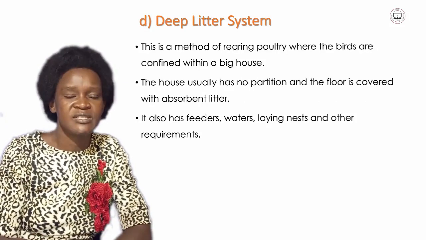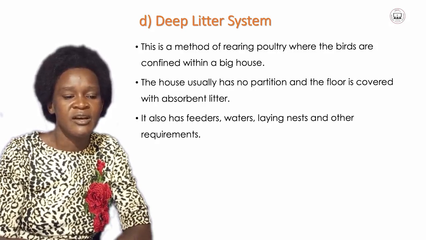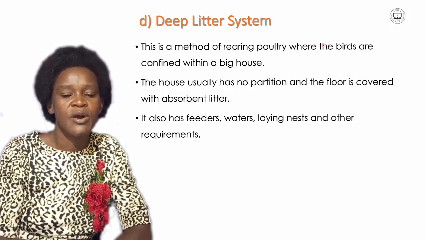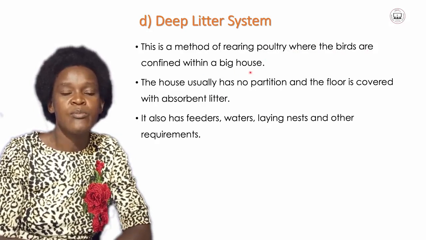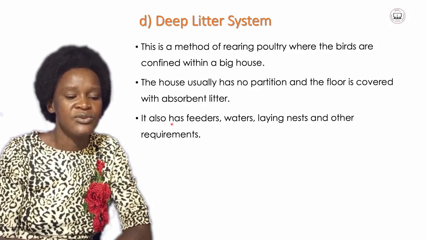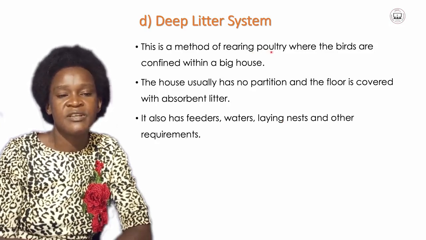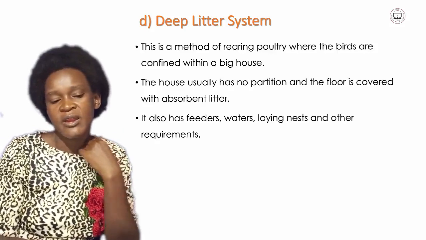Then we have the deep litter system. Deep litter system is also under intensive farming system. This is a method of rearing poultry where the birds are confined within a big house. The house usually has no partition and the floor is covered with absorbent litter. It also has feeders, water troughs, laying nests and other requirements. And this is very common in broilers.